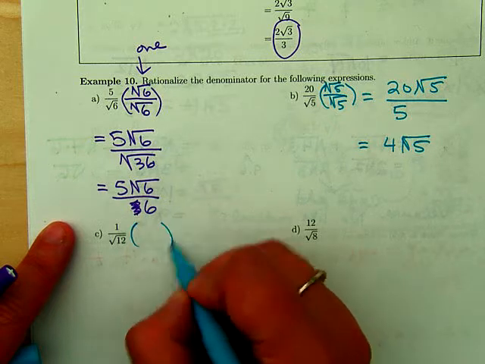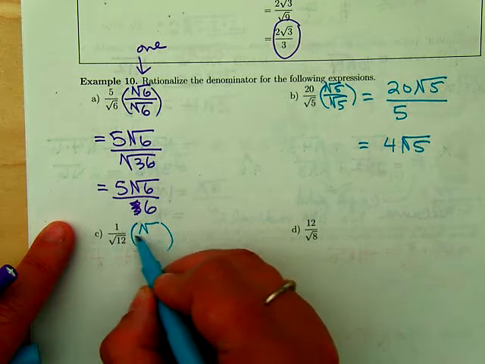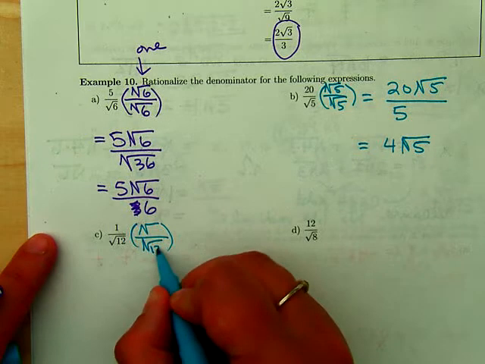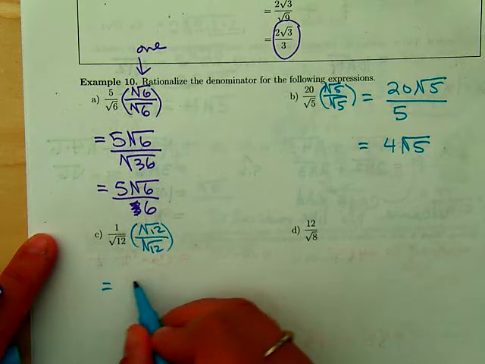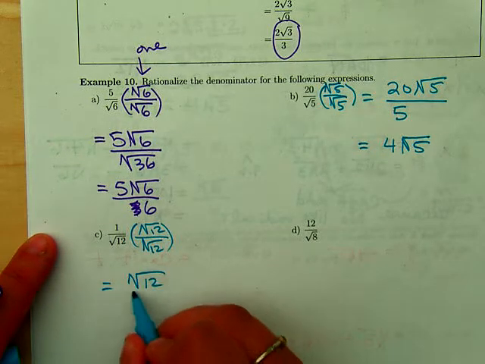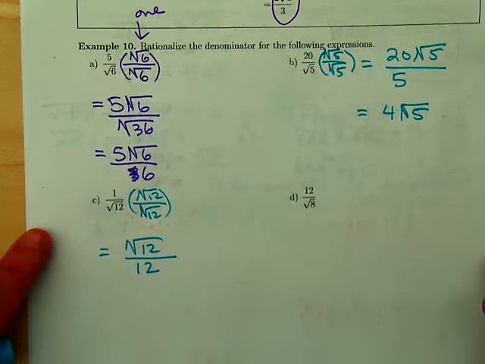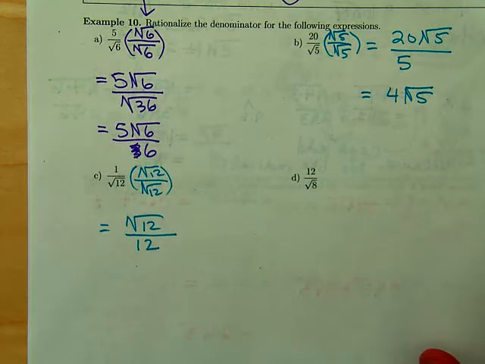Let's see, I think we might have time for one more. So let's just do this one. What am I going to multiply the numerator and denominator by? Square root of 12. So we get the square root of 12 over 12, right? Because that would be 144, and then you'd have to take the square root. So it's always going to be that number.